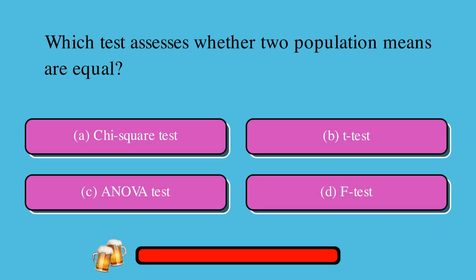Which test assesses whether two population means are equal? A, chi-square test, or B, t-test, or C, ANOVA test, or D, F-test. The correct answer is B, t-test.